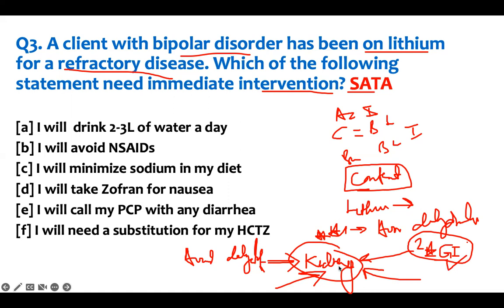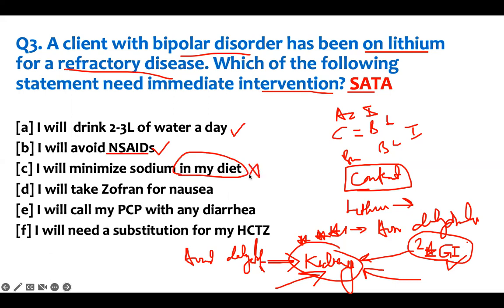So how can I prevent the kidney from getting damaged or causing dehydration? Well, I would drink a lot of water. I would drink 2 to 3 liters of water a day. So this is good. I don't need to intervene. I will avoid NSAIDs. NSAIDs are the number one killer of your kidney. Therefore, good idea.